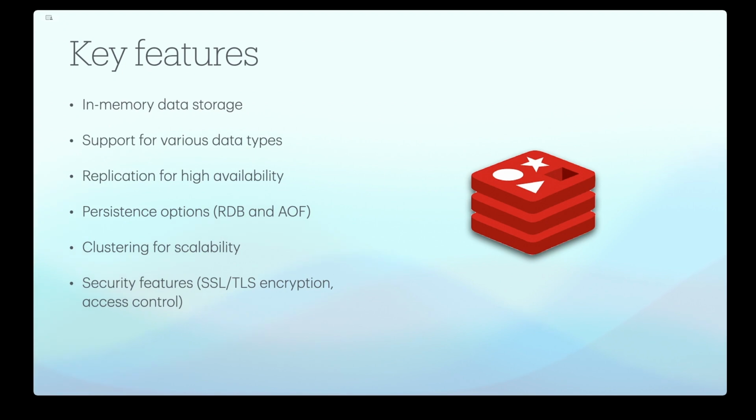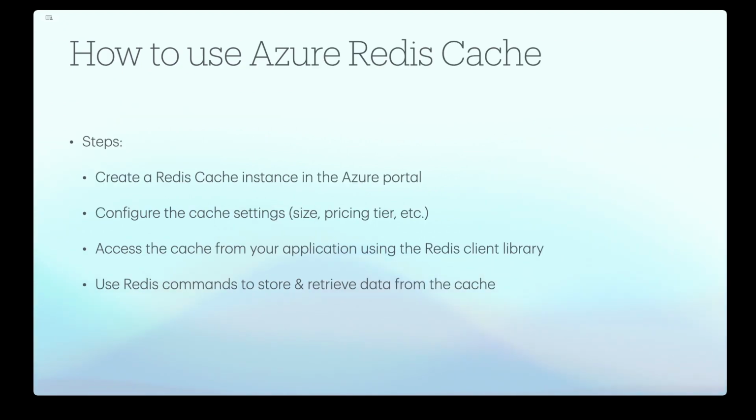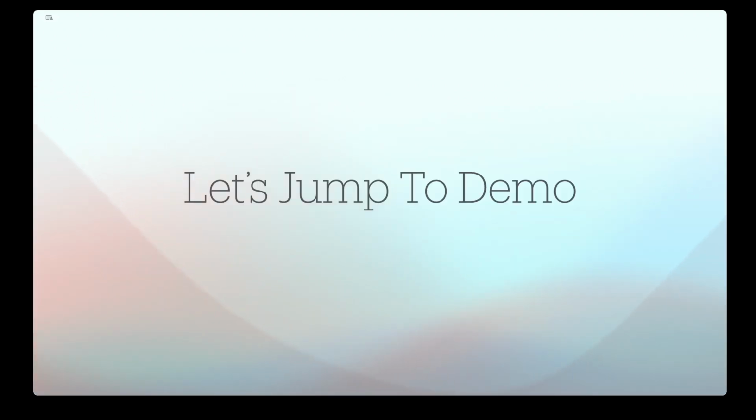Now let's look at how to use Azure Redis Cache. These are a few steps that you need to perform in order to create the Azure Cache service in your Azure portal. First, look in the marketplace for Azure Cache for Redis, create an instance out of that service, and configure the cache settings like size, pricing tier, etc. I would recommend you follow the steps on the Microsoft Learn page for doing this. Then, once your service is up and running, you can access the cache from your application using the Redis client library, which we'll see in a moment. And then you can use Redis commands to store and retrieve data from the cache. So let's jump to the demo now.